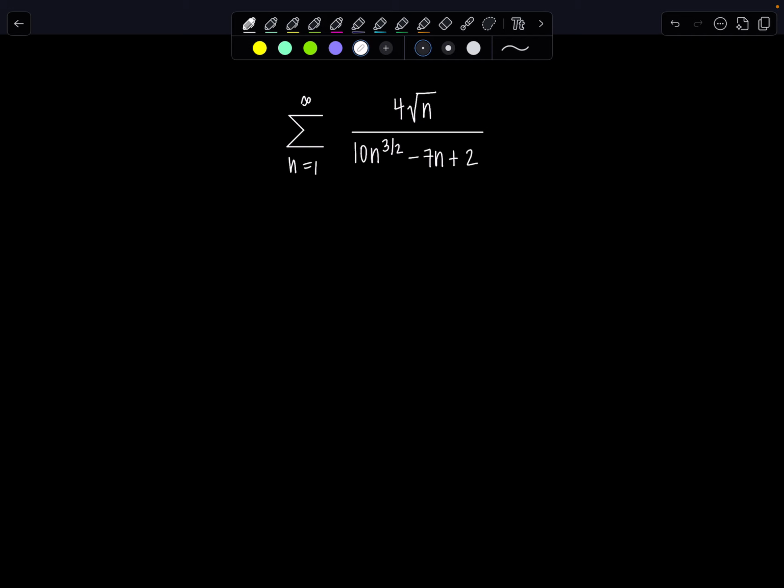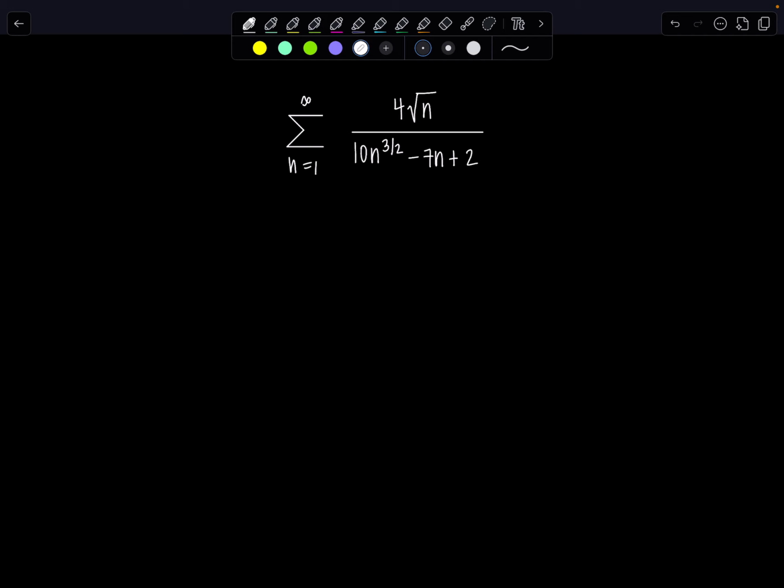It's that time of year where a lot of calculus students are starting to study infinite sequences and series. So I thought it would be time to add to the playlist and revisit testing infinite series and determining whether or not they converge or diverge. So here we have the sum from n equals 1 to infinity of 4 square root of n over 10n to the 3/2 minus 7n plus 2.